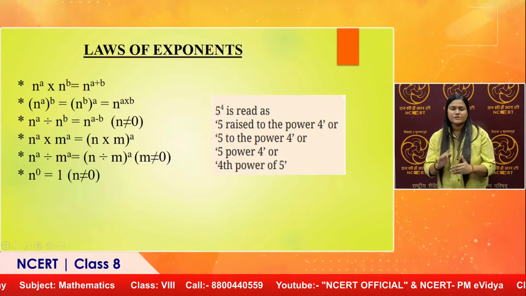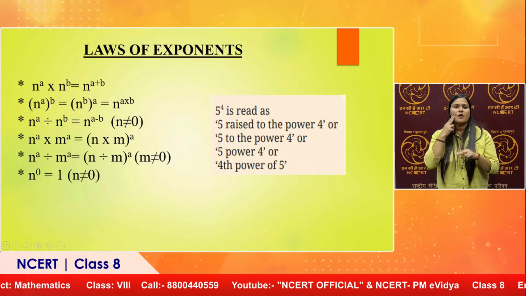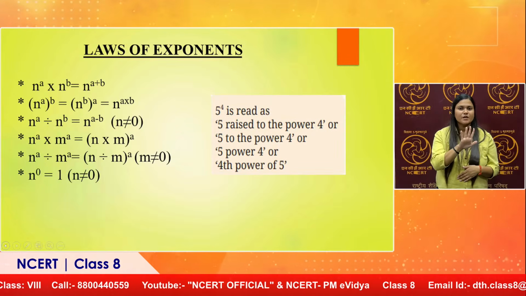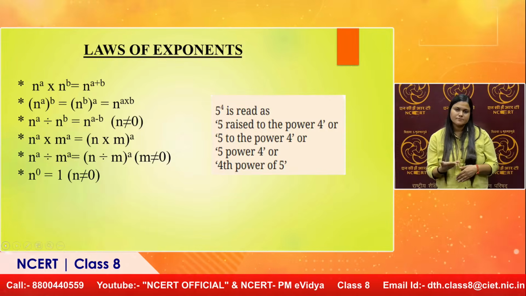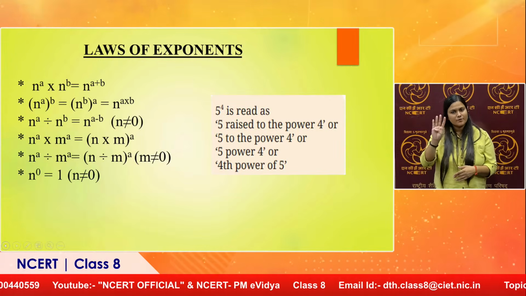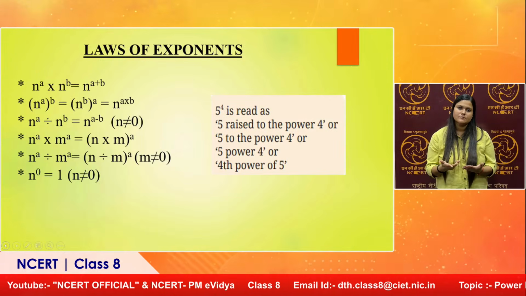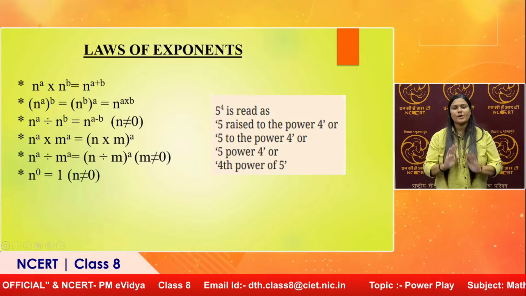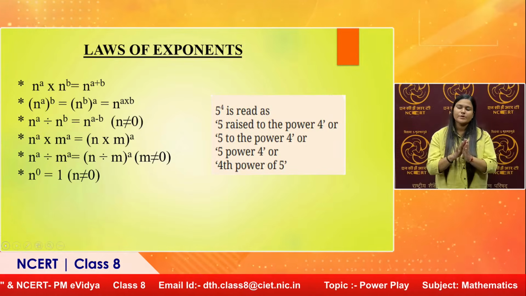Let me tell you the pronunciation also, how we call this in different ways. It is there in different books when you study extra books also. So 5 to the power 4 is read as 5 raised to power 4 or 5 to the power 4 or 5 power 4 or 4th power of 5. All of this mean the same thing. 5 to the power 4 we can read in all these ways. You can take care.